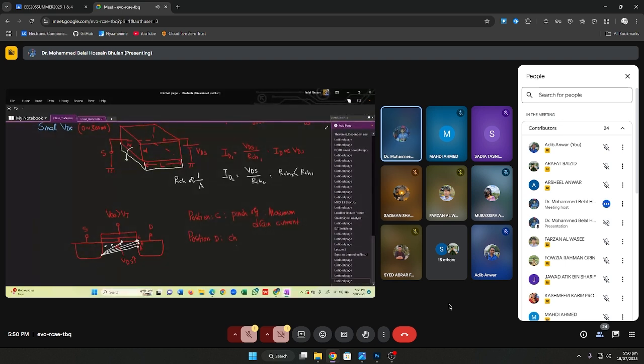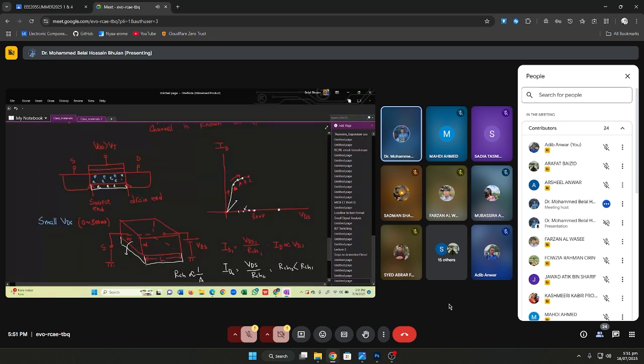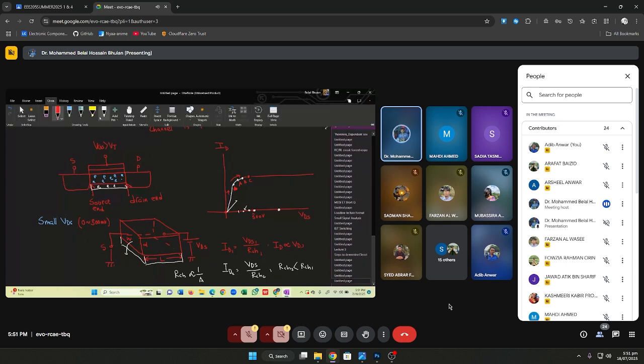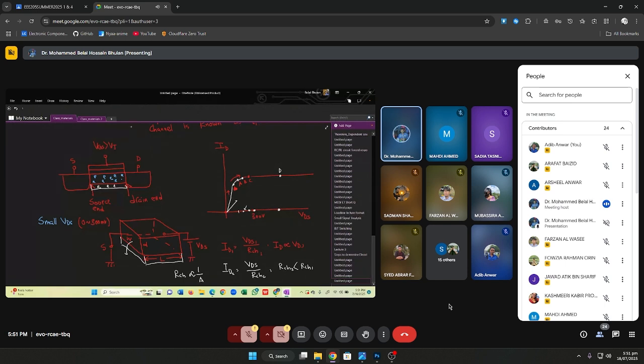The channel doesn't exist at the drain end. Then the question is, what will be the current? The current will be interesting. The current will remain whatever the maximum current we obtained at C. That will be the current at D. That will be the current.